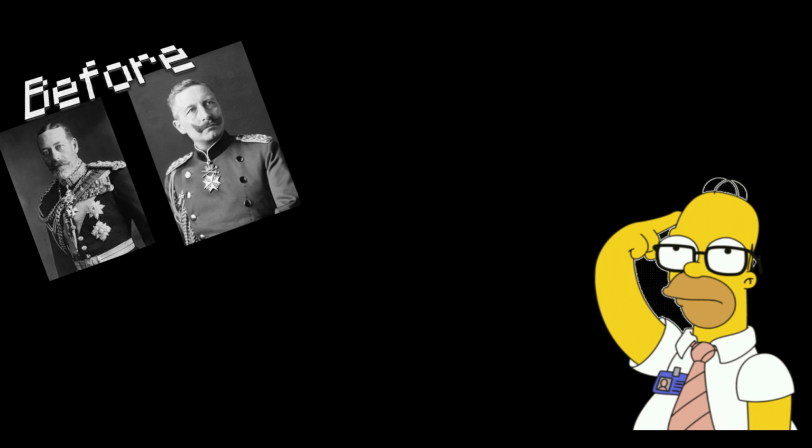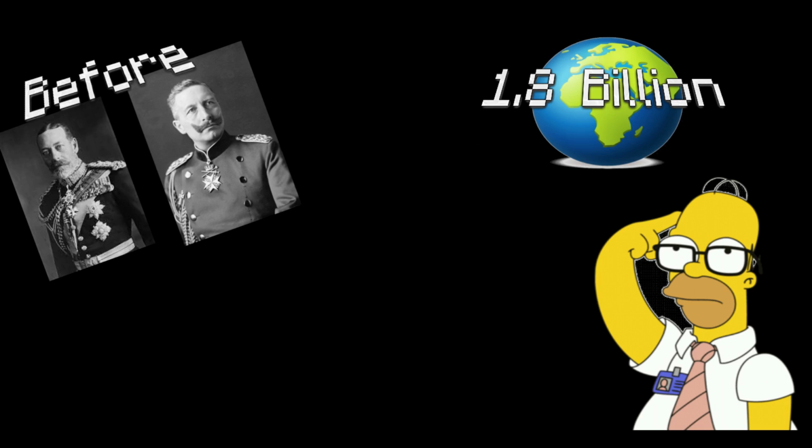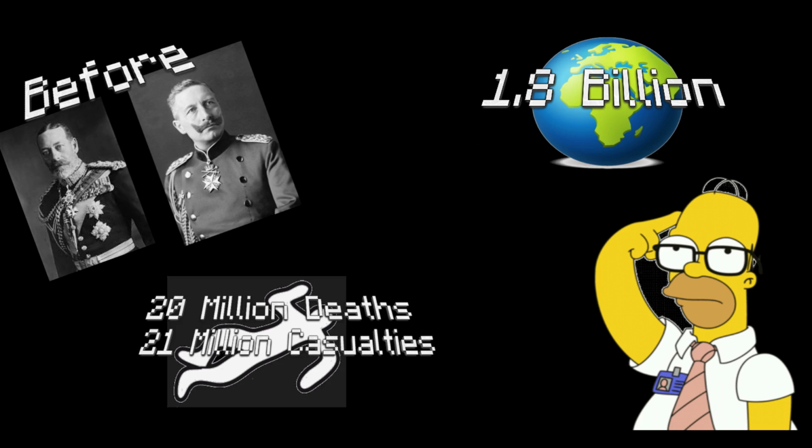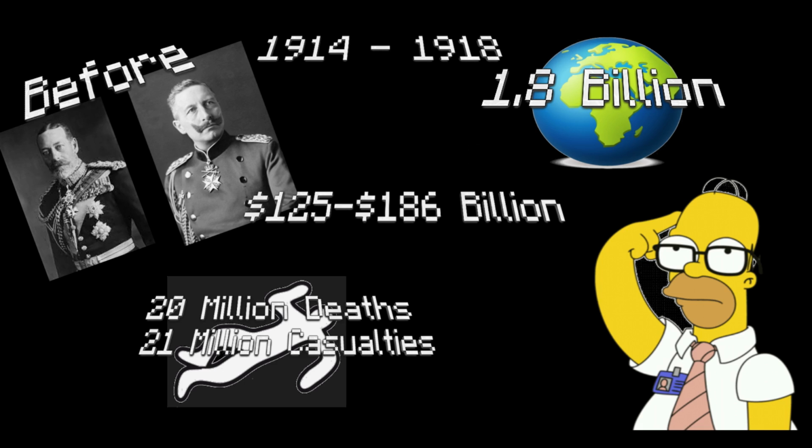What do we know? Before World War I, the population of the world was approximately 1.8 billion people. There were approximately 20 million deaths and 21 million casualties. That is 2% of the population. This war lasted between 1914 and 1918, so 4 years overall. This war cost roughly between $125 and $186 billion.